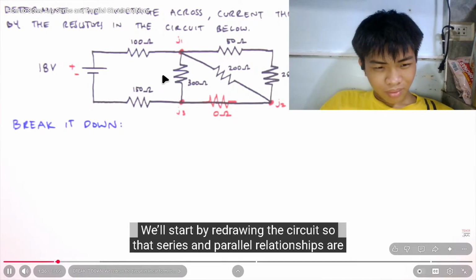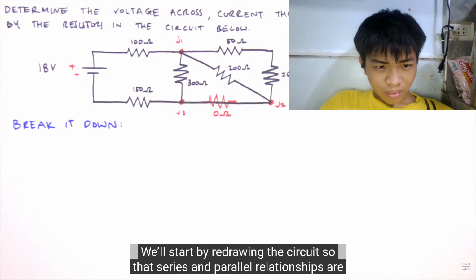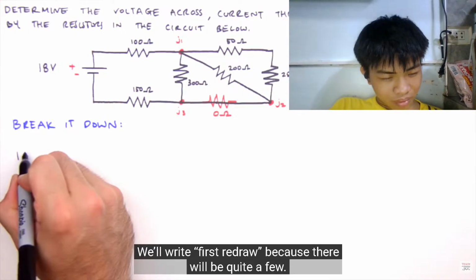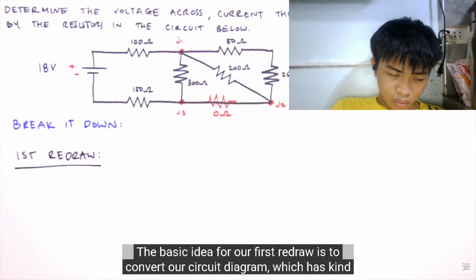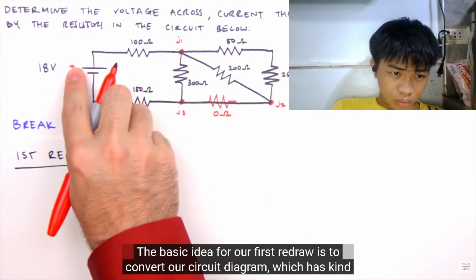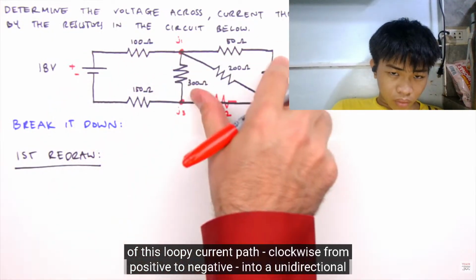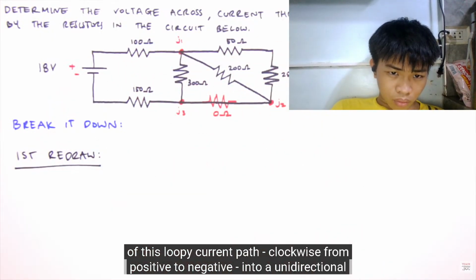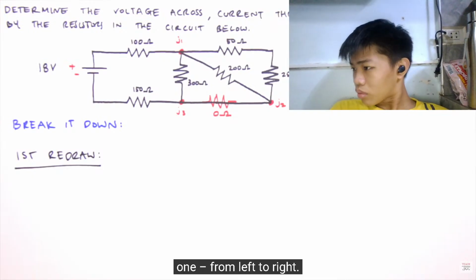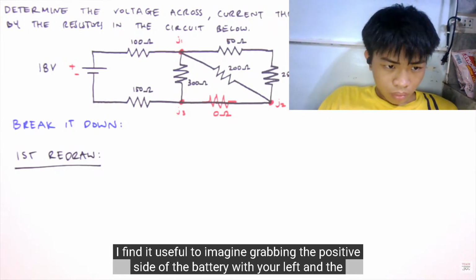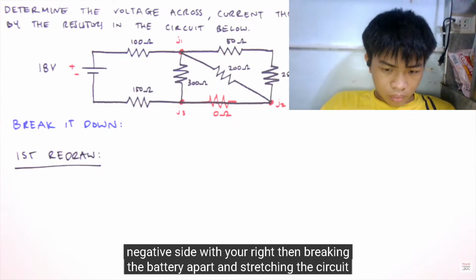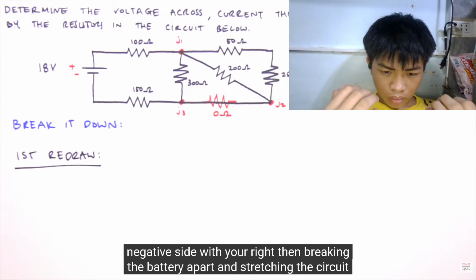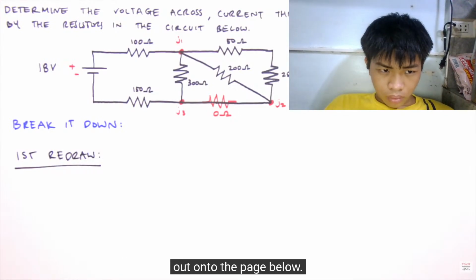We'll start by redrawing the circuit so that series and parallel relationships are readily apparent. We'll write first redraw because there will be quite a few. The basic idea for our first redraw is to convert our circuit diagram, which has kind of this loopy current path, clockwise from positive to negative, into a unidirectional one, left to right. I find it useful to imagine grabbing the positive side of the battery with your left hand and the negative side with your right, then breaking the battery apart and stretching the circuit out onto the page below.